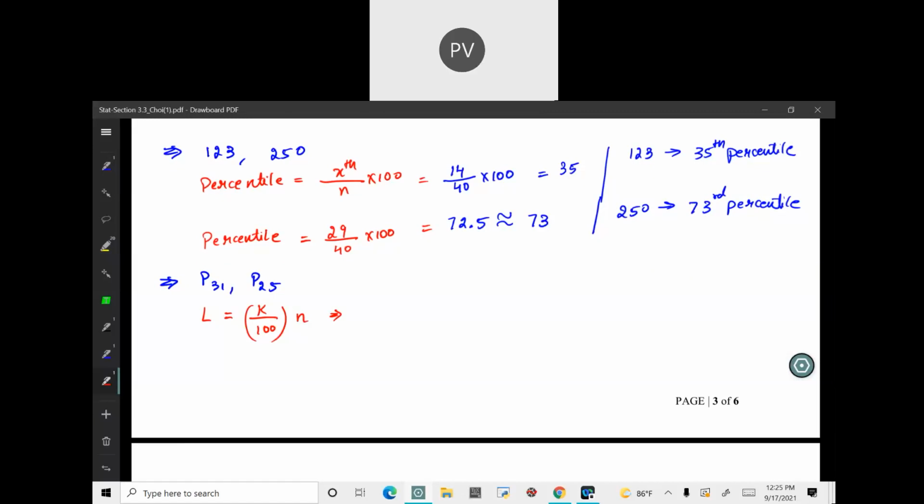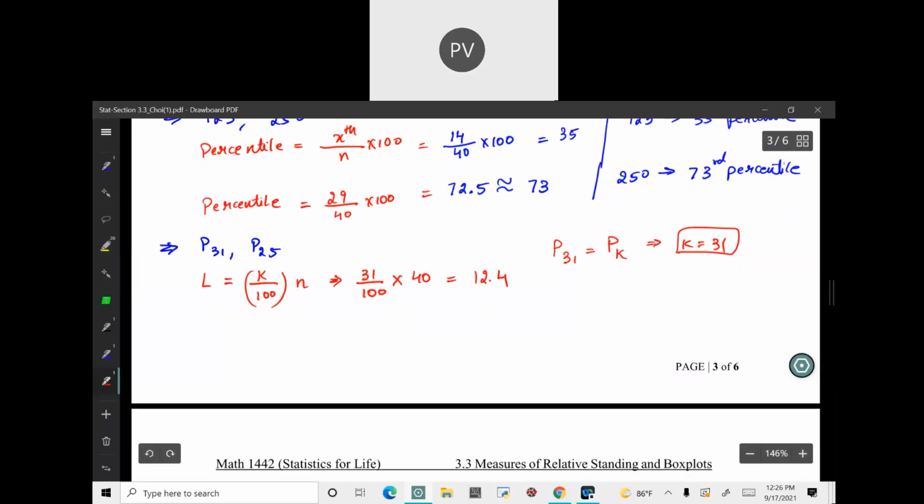So in P31, what is the value of K? P31 is nothing but P with a sub K. So your value of K would be 31. So here it is 31 by 100 into total number of samples, which is 40. Tell me the data. 12.4. Okay.